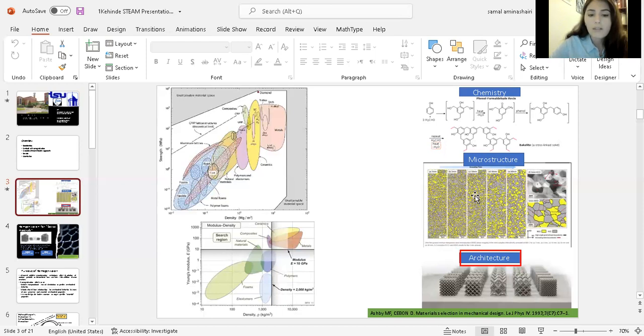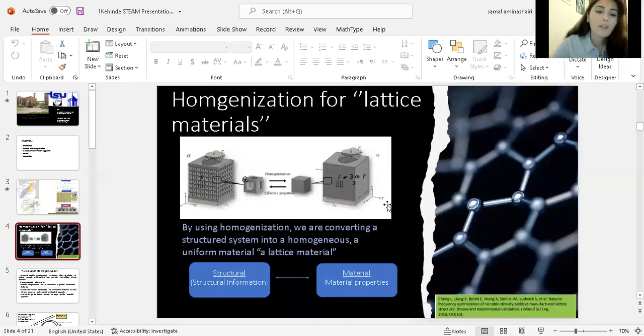With the advances in additive manufacturing, we can obtain desired material properties by modification of lattice architecture. Now, the question is how to connect overall material properties to lattice structure. One of the methods by which we can make this connection is homogenization.